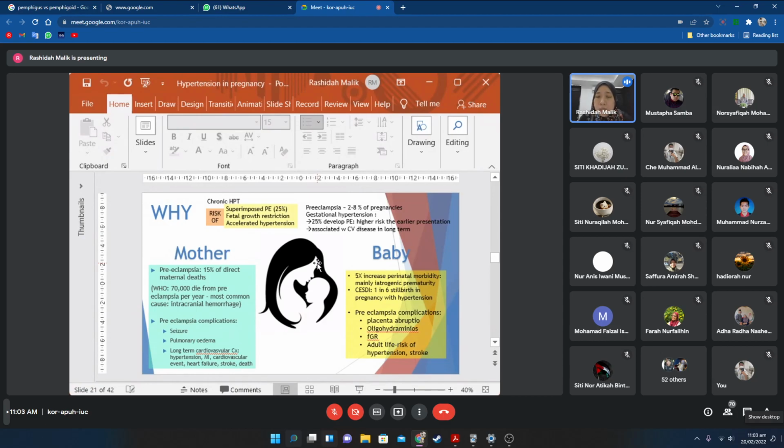And the confidential inquiry into stillbirth and death of infants has shown that 1 in 6 stillbirths in pregnancy is associated with hypertension. And the mothers can have placental abruption, the baby can have fetal growth restriction, oligohydramnios, and even when the baby is born, in adult life they are at higher risk for hypertension and also stroke. So it has a very high impact on the mother and also the baby, high morbidity and also high mortality. So this is why this is very important.